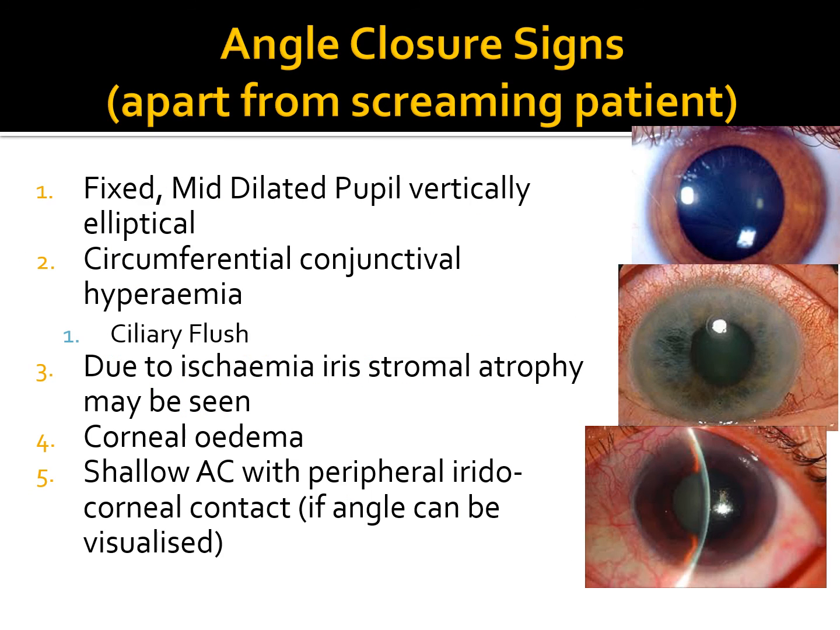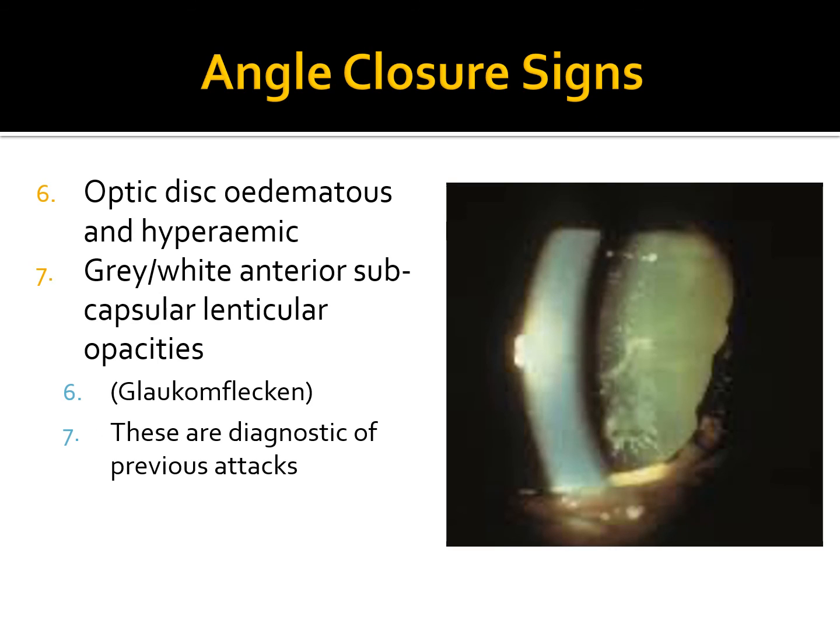So angle closure signs: you have a fixed mid-dilated pupil, vertical elliptical, circumferential hyperemia, ciliary flush, and due to the ischemia, the iris stromal atrophy may be seen, corneal edema, obviously, blurred vision, and shallow AC, obviously, when you look. The optic discs can look edematous, apparently, but usually the cornea is so edematous itself you usually can't look inside.